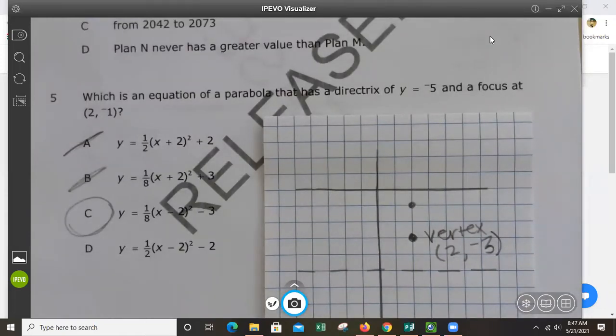To get the number in front, they would have had to give you another piece of information, like another coordinate that it passes through or something like that, okay? Any questions on number 5? All right, let's keep going.